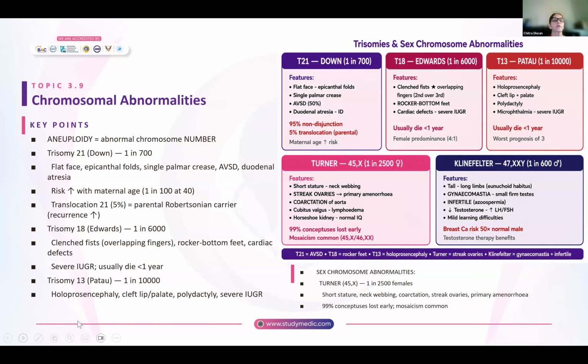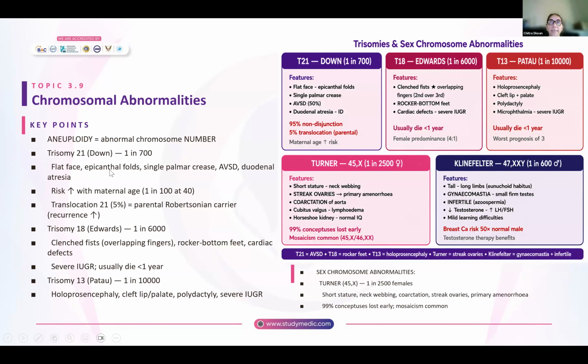All right. Now, after we have seen Mendelian inheritance patterns, let us see some chromosomal abnormalities. Whenever there is an abnormality in the number of chromosomes, we call it aneuploidy. So, there is abnormal chromosome number. Trisomies are the ones which are more common. Trisomy 21, or what we call Down syndrome. The incidence in the population is about 1 in 700 births.